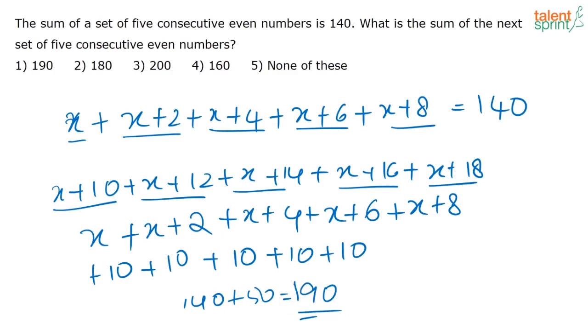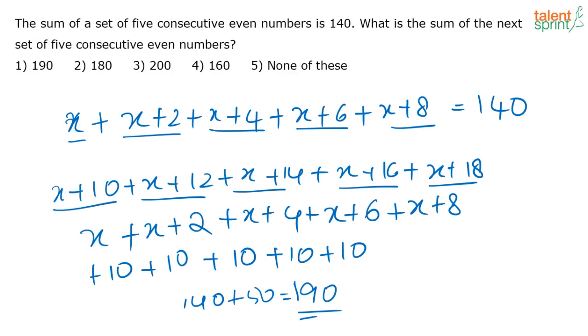So this is one way of doing the question, okay? We have to find the sum of x plus 10 plus x plus 12 plus till x plus 18. So I am just splitting this, 10 I wrote as such, 12 I have split as 2 plus 10, 4 plus 10, 6 plus 10 and 8 plus 10. And then when I add it, 140 plus 50 is equal to 190. Okay, that is one way of solving this question.